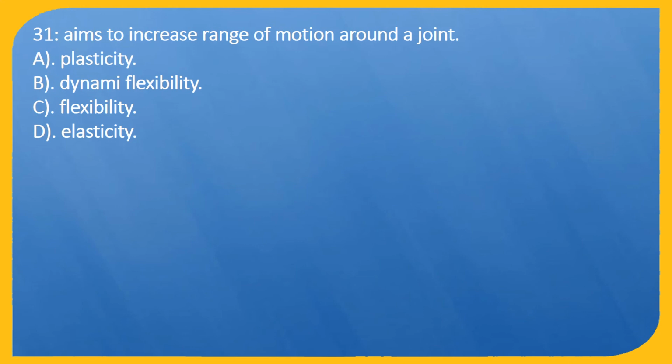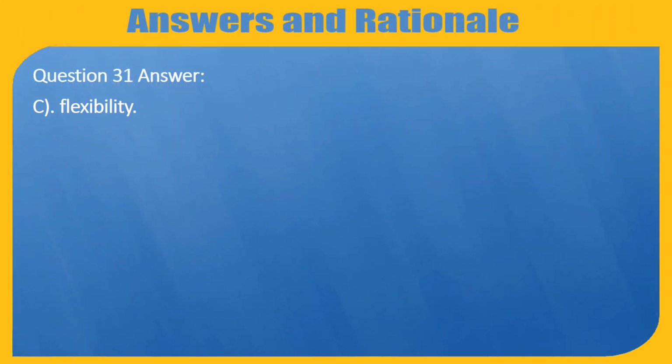Question 31. Aims to increase range of motion around a joint. A. Plasticity. B. Dynamic flexibility. C. Flexibility. D. Elasticity. Question 31. Answer: C. Flexibility.